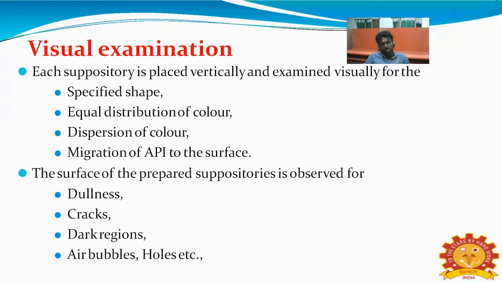One, the equal distribution of color. Sometimes a coloring agent is used in the suppository, and the equal distribution and dispersion of the colors is checked. Then the migration of the pharmaceutical active ingredient to the surface. Sometimes, after preparation, when the suppository is removed from the mold, some of the pharmaceutical active ingredient moves to the surface.